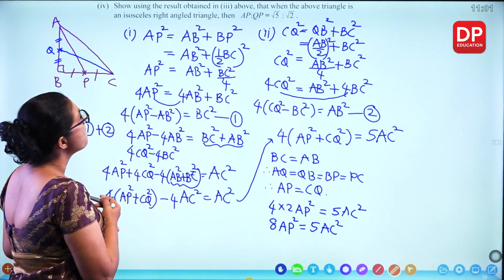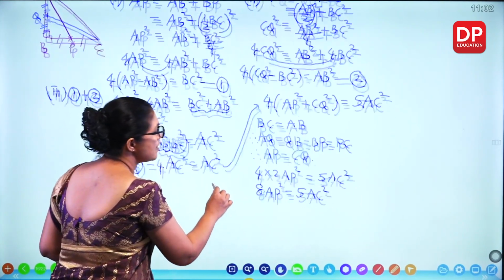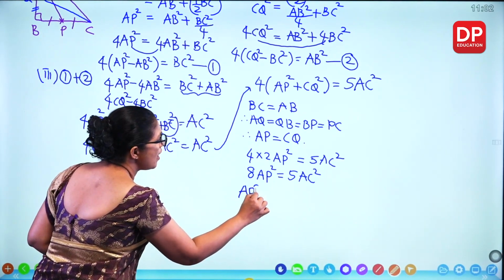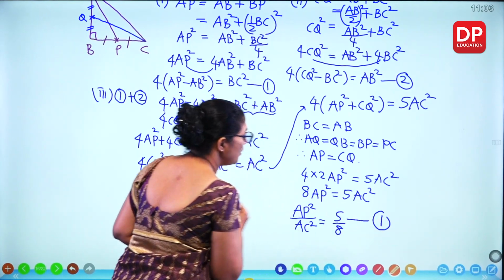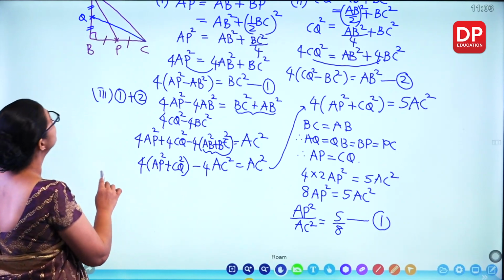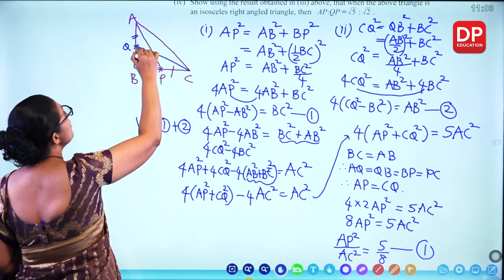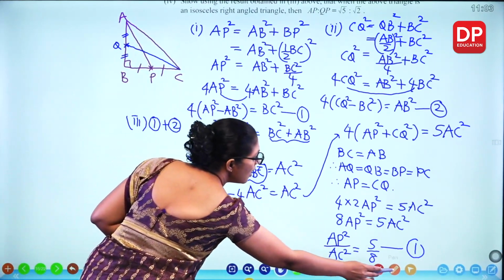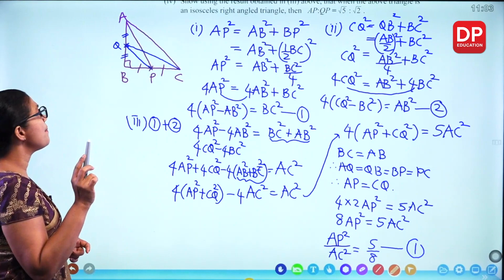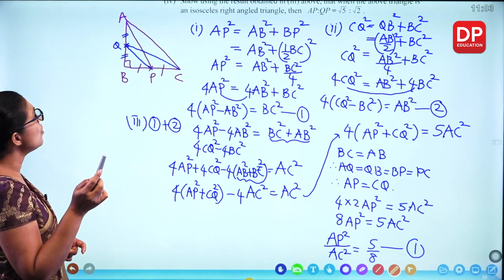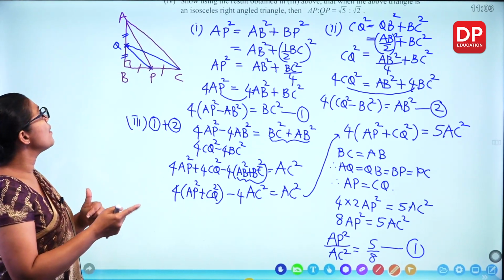What's AP squared? That's okay. So we need AC squared. Now from this one, what is AP squared over AC squared? AP squared over AC squared is equal to 5 over 8. We'll keep this one as 1. Now look at the diagram. P is the midpoint of BC, Q is the midpoint of AB. So what can you say about this PQ and AC? What's the relationship? According to midpoint theorem, AC is double of PQ, or PQ is half of AC.